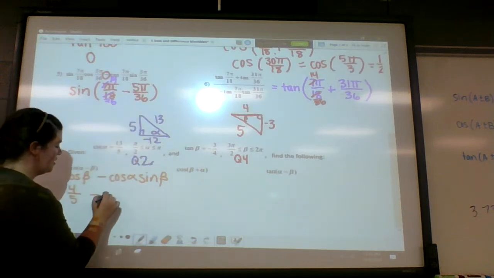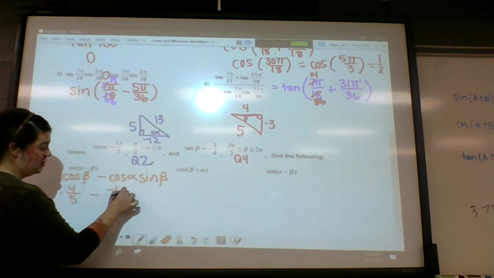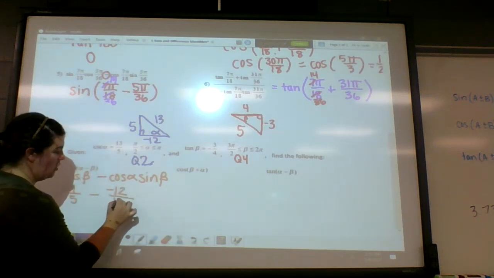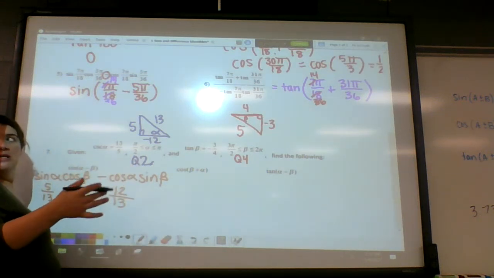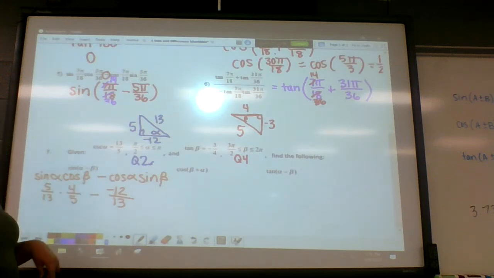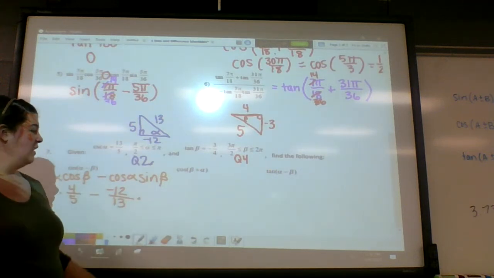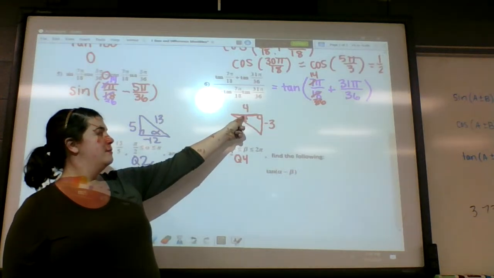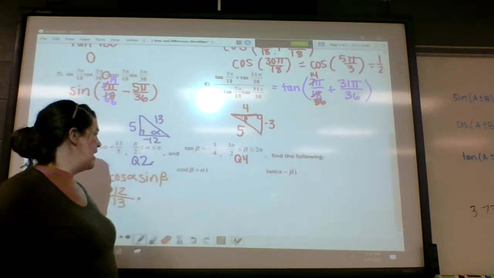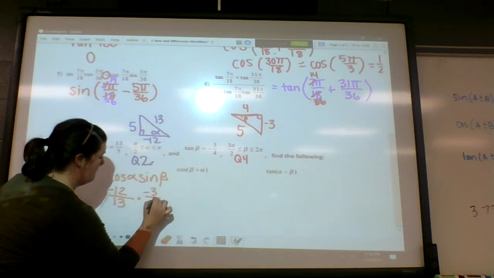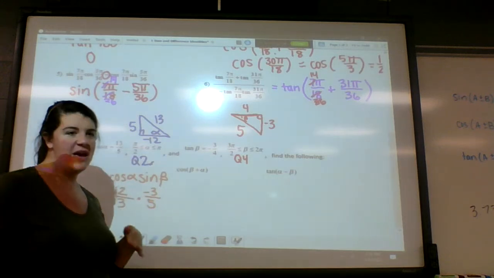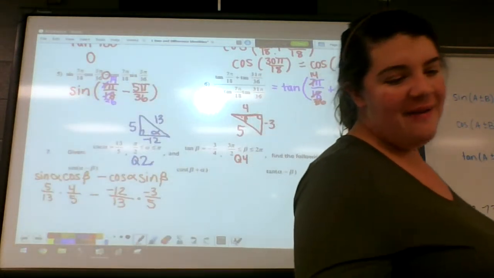Cosine of alpha is negative 12 over 13. By the way, if there's a negative, you can either just write negative 12 over 13, or if you wanted to make those two negatives a positive, anything like that. However you want to put those signs together is fine. And then last but not least, the sine of beta. So here's beta. Sine would be negative 3 over 5. Put it all together, and you get the value for sine of alpha minus beta.